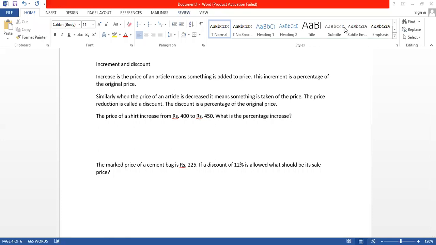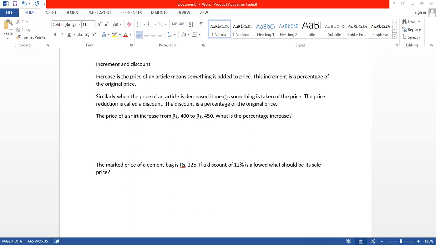Okay, so the next topic is increment and discount. Now, increment and discount is calculated on the cost price. If you look at the definition, increase or increment is when something is added to the price of an article. The increment is a percentage of the original price. Similarly, when the price of an article is decreased, it means something is taken off the price. Price reduction is called a discount. The discount is a percentage of the original price.